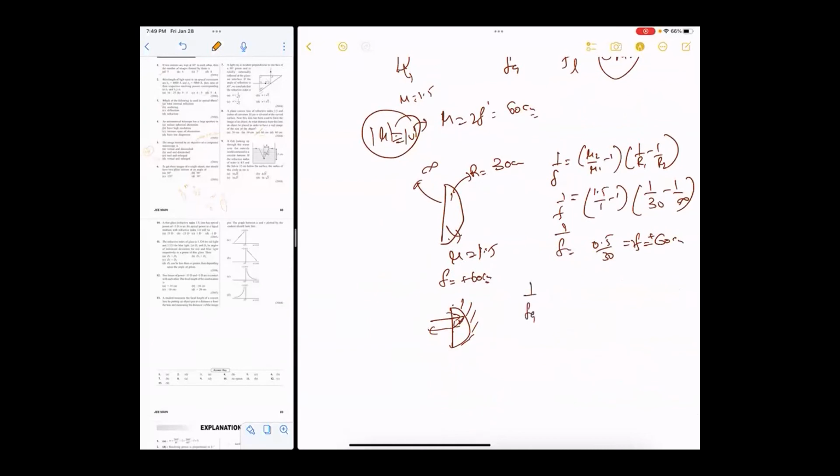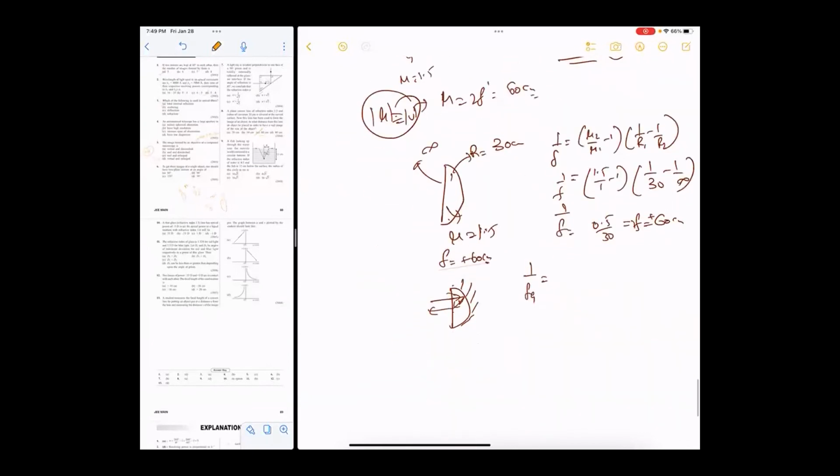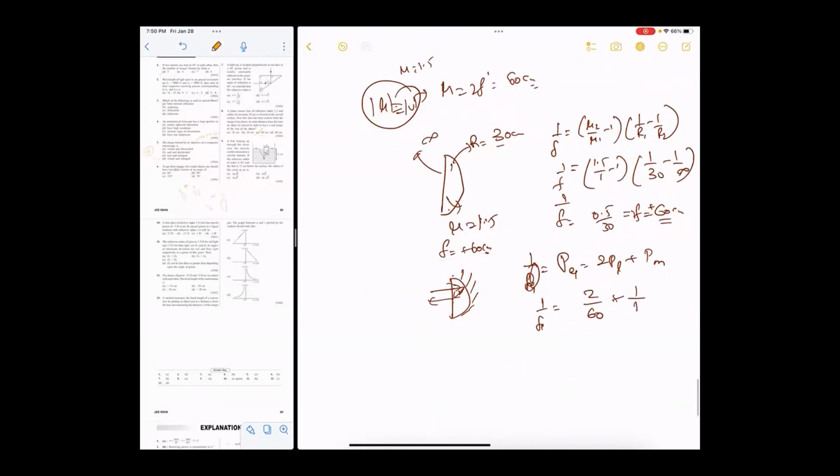So for 1 by F equivalent, we have to use this formula. Basically it is equivalent power: P equivalent is 2 times power of lens plus power of mirror, right? So 1 by F equivalent is 2 times, what is the power of lens? 1 by 60, right? Plus power of mirror. What is the power of mirror? The mirror radius is 30. So what is the focal length of the mirror? 15. So the radius of the mirror is 30, so the focal length is 15.